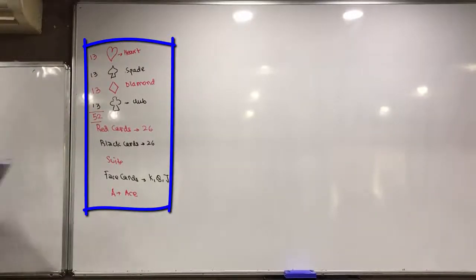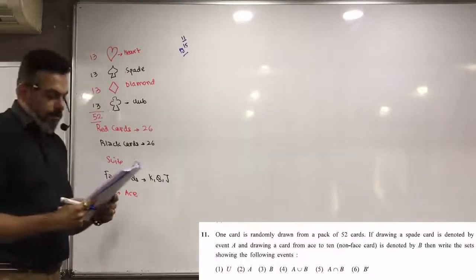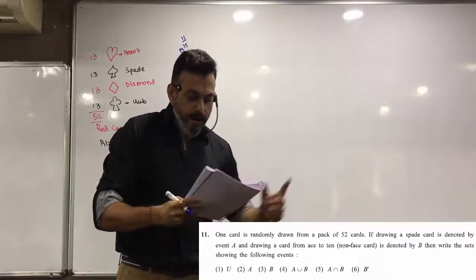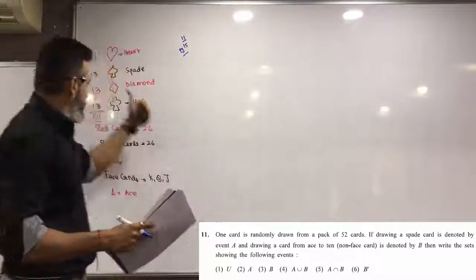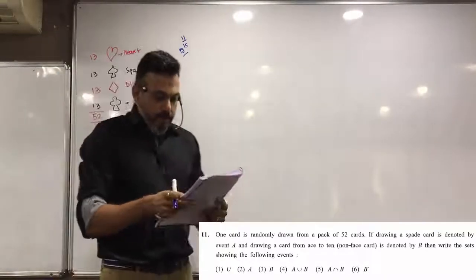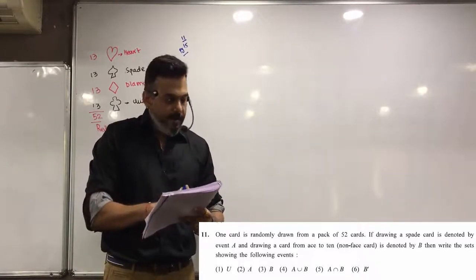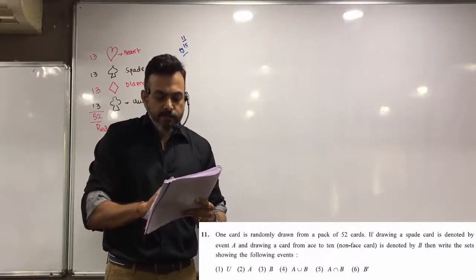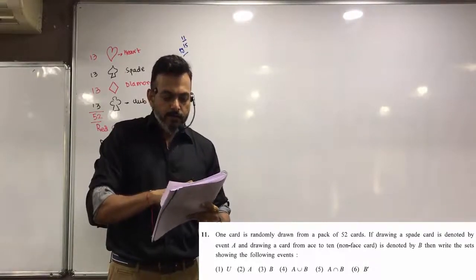Now let's start with question number 11. One card is randomly drawn from a pack of 52 cards. अच्छा, one हमने जो draw किया, so what is the sample space? Can I say all of them? Complete 52? Okay. Now, if drawing a spade card is denoted by event A, and drawing a card from ace to 10, non-face card, is denoted by B, then write the set for the following event.